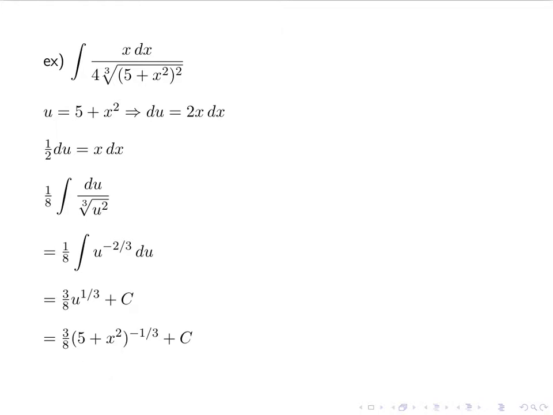And again, just like the earlier ones, you can always check this by differentiating. You will need the chain rule, but you should be able to differentiate it and get exactly what you started off with. Okay, so make sure that you read through the book, try the homework, and let me know if you have any questions. Thanks.